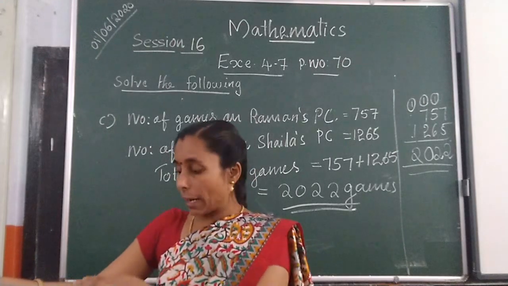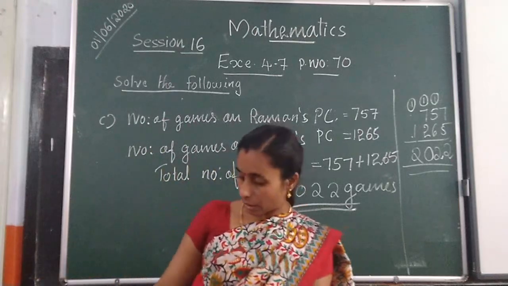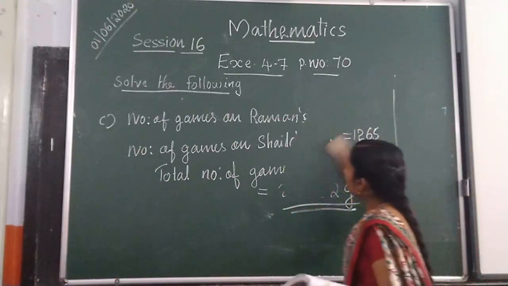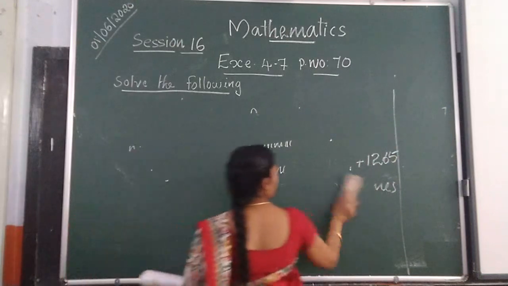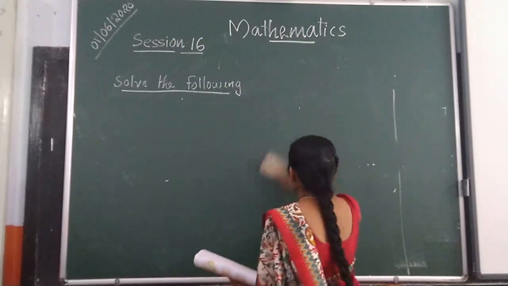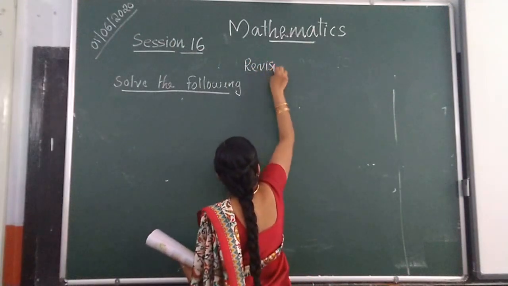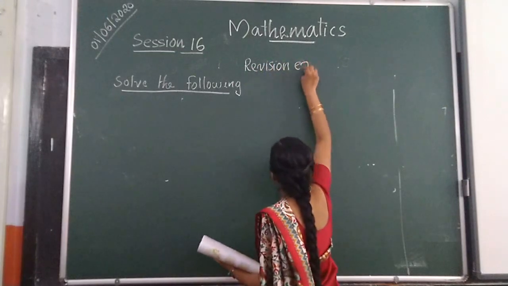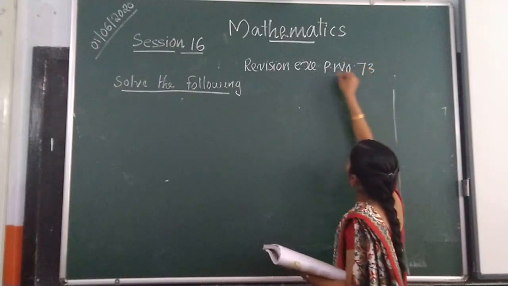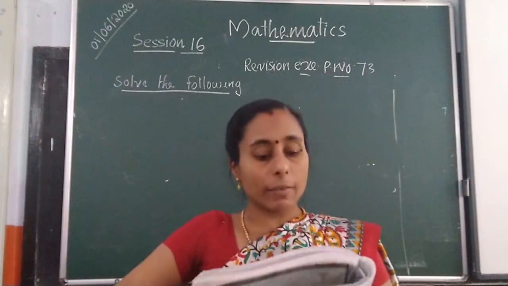Now I am going to explain. Solve the following word problem. Revision exercise page number 73. Word problems I am going to explain. Revision exercise page number 73. Okay, I am going to read the question. Page number 73, please open page number 73.